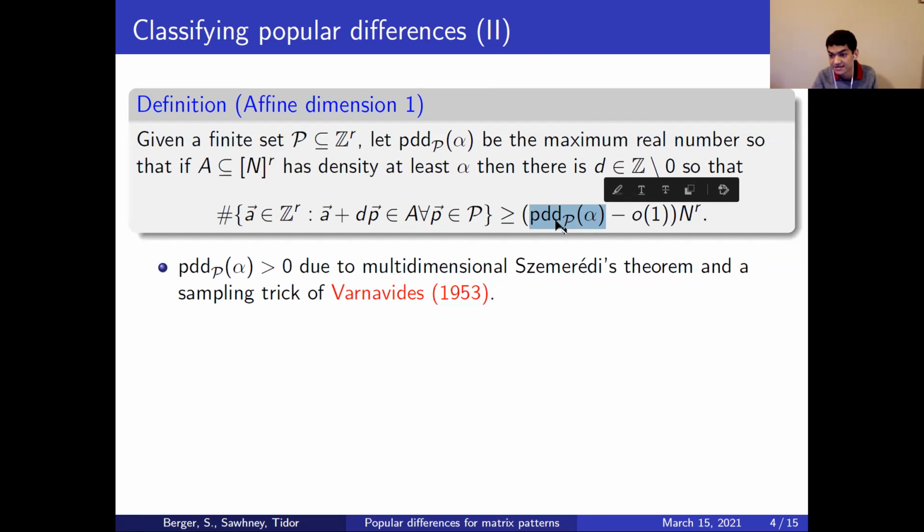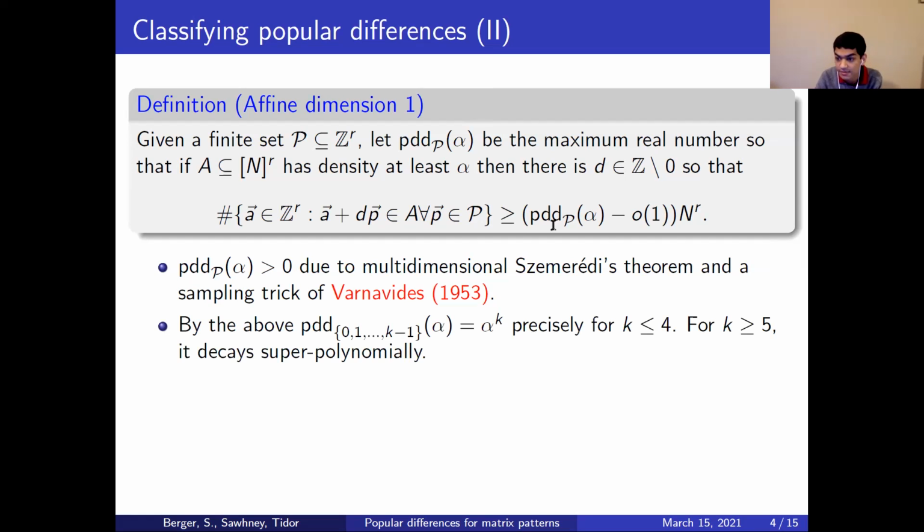So you could first of all ask which patterns are alpha to the P on the nose. And secondly, you can ask which patterns decay polynomially. Those are the interesting questions you can ask about this. And just to exercise the notation, the PDD of {0, 1, ..., k minus 1} corresponds to asking this problem for k APs. When k is at most 4, we know it's alpha to the k. The case k equals 2 is a simple Fourier computation. And for k at least 5, due to Ruzsa, it decays super polynomially.